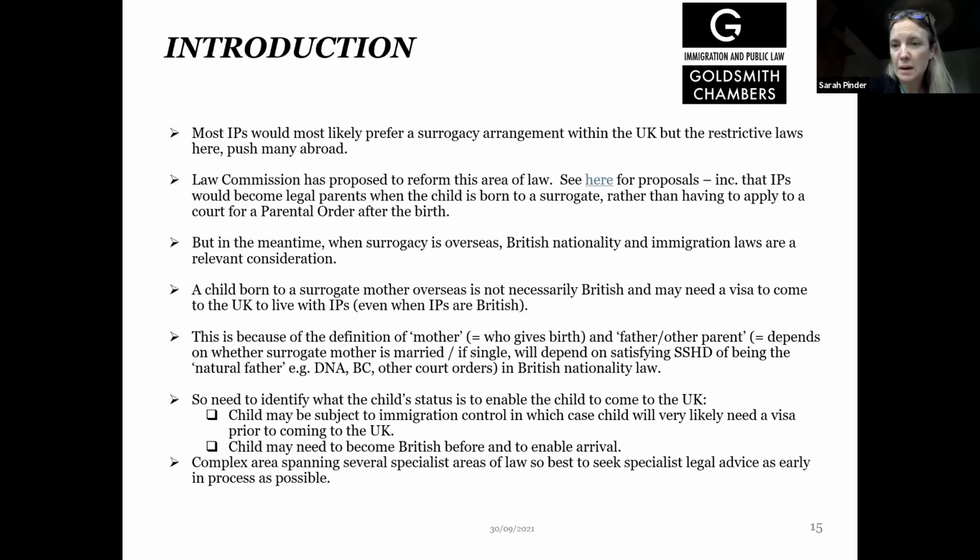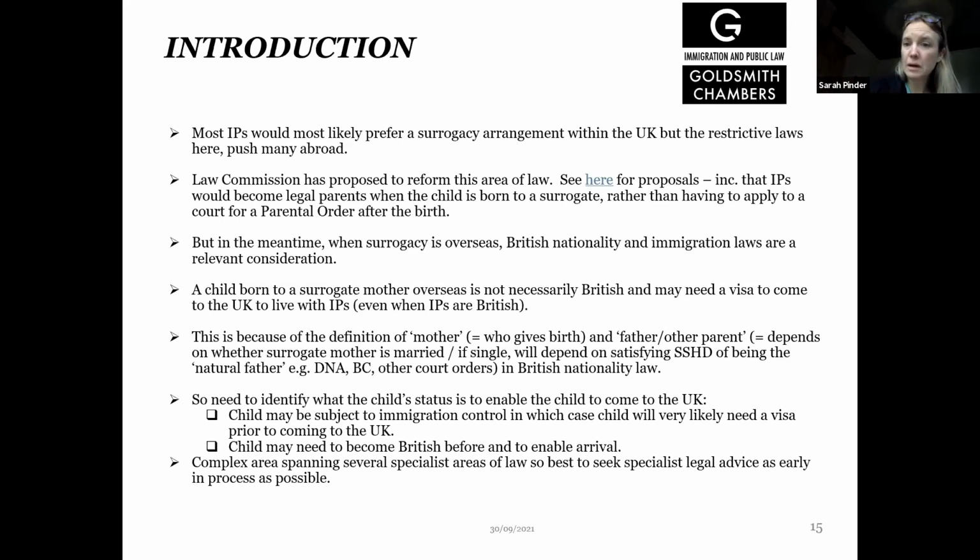If the surrogacy mother is married, the husband or the spouse of the surrogacy mother will be classed as the other parent of the child at birth, as far as UK nationality law is concerned. However, if the surrogate mother is single, then there is a possibility of the intended parent father, for example, being classed as the father of the child from birth. And that, for nationality purposes, will depend on satisfying the Secretary of State for the Home Department of the father being the natural father, being the definition in the nationality law provision.